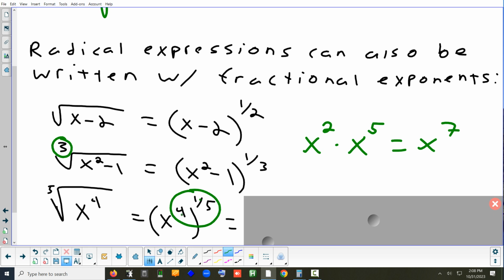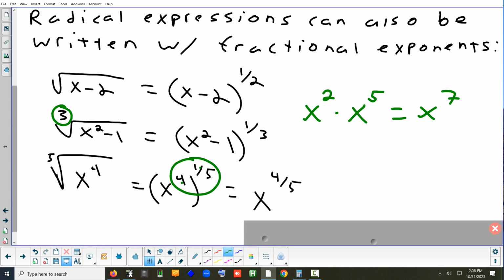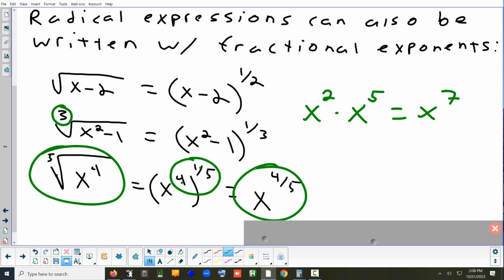What's 1/5 times 4? 4/5. 4/5, yeah. So this is exactly the same as that. So it just gives you a way to write something without the radicals. And this one happens to simplify a little bit more than the other ones. Any question on that?